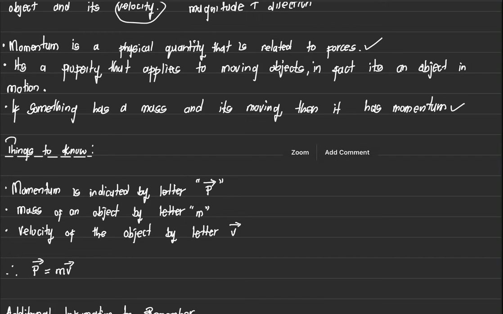The mass of an object is indicated by the letter m, and the velocity, if you remember well from your previous grades, is indicated by a letter v with an arrow on top to indicate that it's a vector quantity. So the formula for momentum is P equals mv. As I've said, momentum is a product of the mass of an object as well as the velocity at which this object moves.